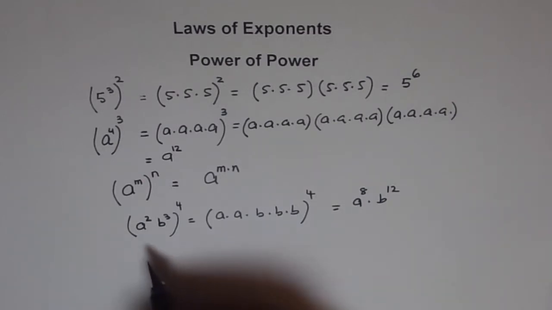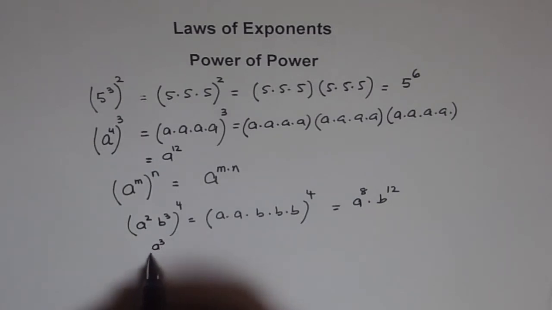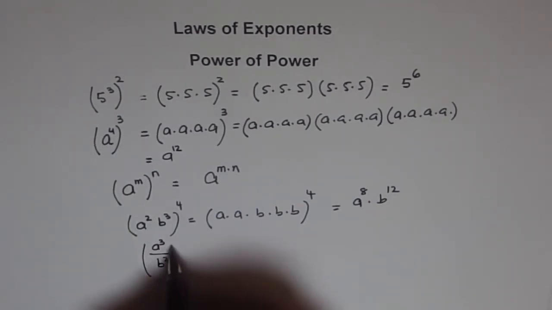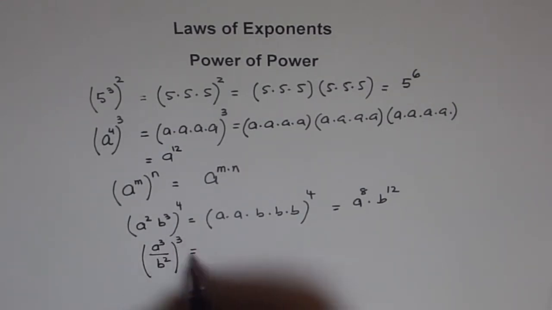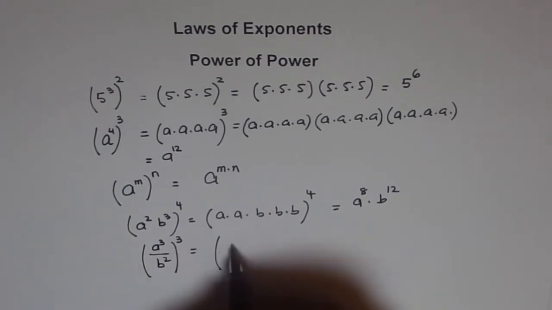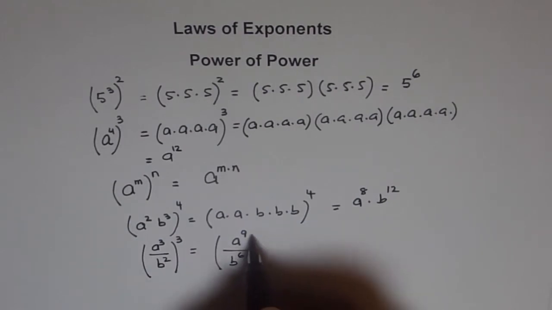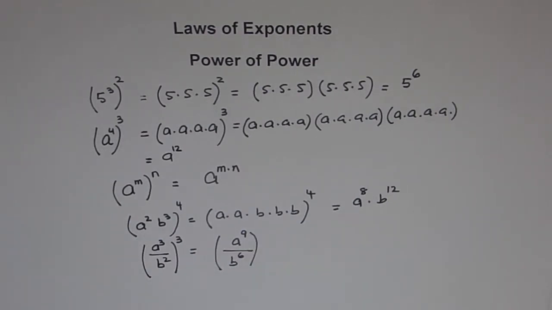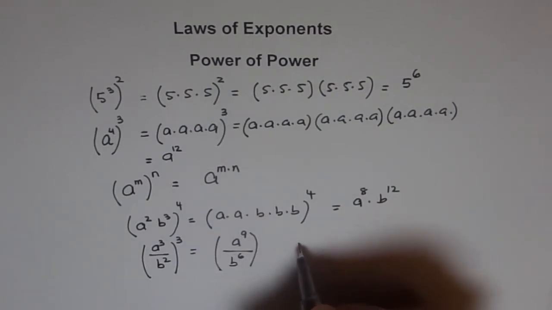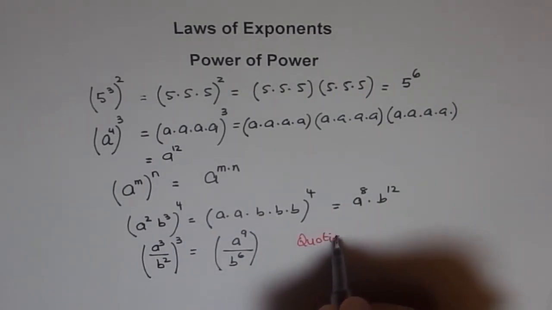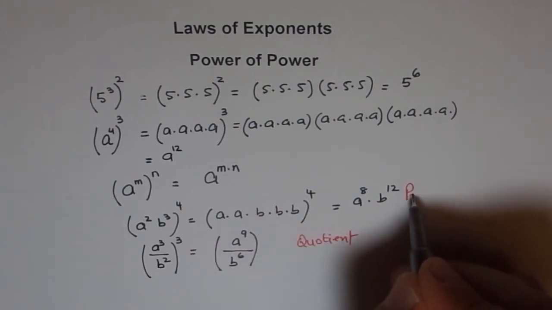So this property is actually product of power, okay? We could use it in the quotient form also. For example, I could write like this: a to the power of 3 over b to the power of 2, to the power of 3. In this case, how will this expand? This will expand as 3 times 3 is 9, so a to the power of 9 over b to the power of 3 times 2, 6. Okay? This is also power of power, but with a quotient underneath, right? So we have applied this power of power in this case for a quotient, and in this case for a product.